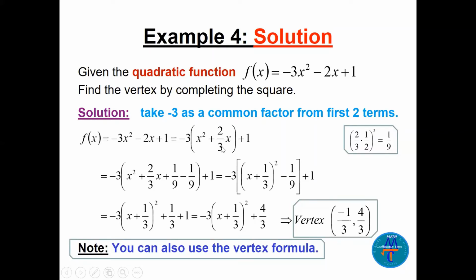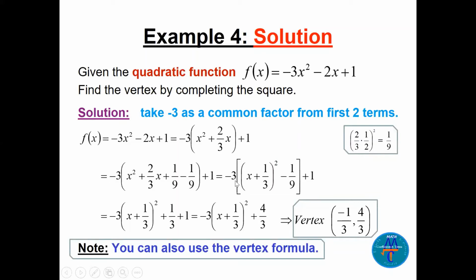Now 2 over 3 divided by 2, multiply by half, it will be 1 over 3. Square it, 1 over 9. So you add 1 over 9, subtract 1 over 9. Now the first 3 is perfect. That will be the square root of x squared, x, and the square root of 1 over 9, so x plus 1 over 3 squared minus 1 over 9.